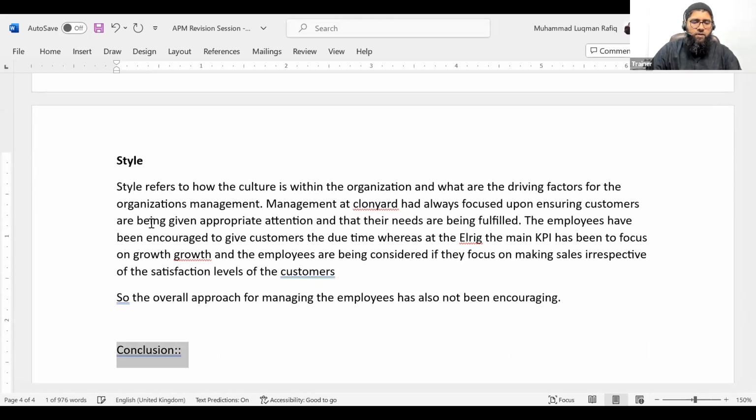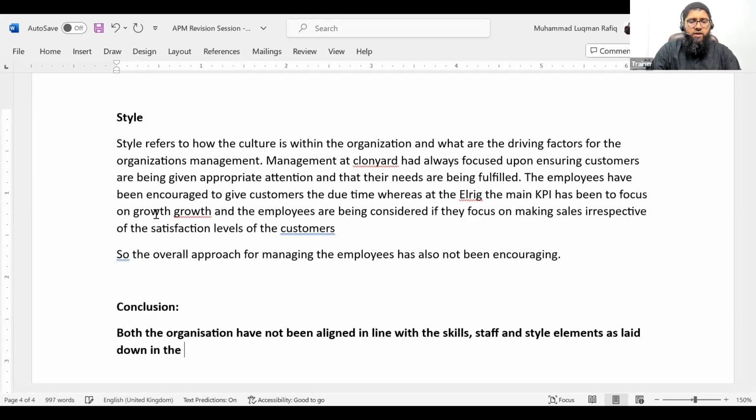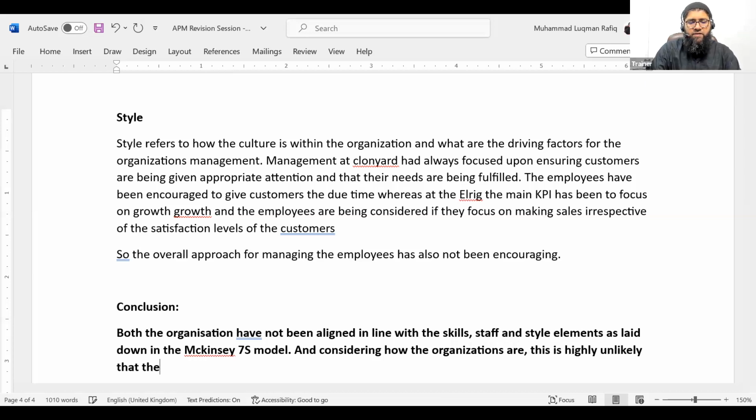The conclusion is that both the organizations have not been aligned in line with the skills, staff, and style elements as laid down in the McKinsey 7S model. And considering how the organizations are, it is highly unlikely that these organizations could even be aligned.